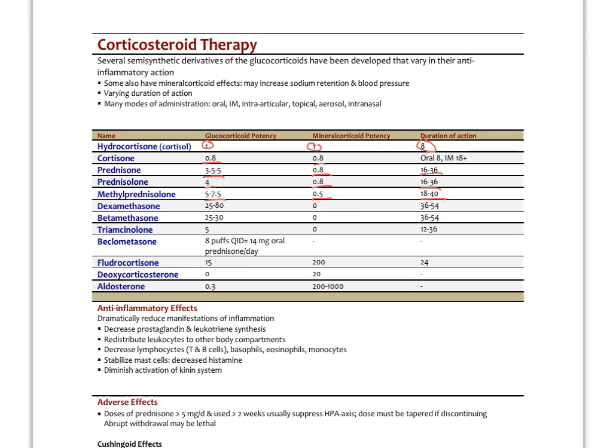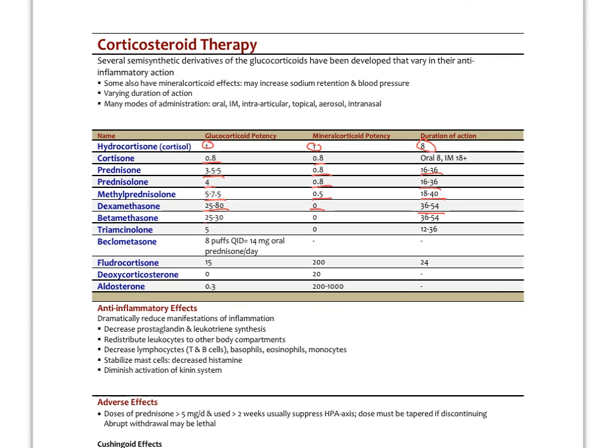Dexamethasone, this one is a big hitter. And we'll see this is actually a test that we can do for adrenal function, the so-called dexamethasone suppression test. So you take oral dexamethasone, high dose, that should suppress your pituitary from secreting ACTH. But if you have a pituitary adenoma hypersecreting ACTH, the dexamethasone won't suppress it. So that's called the dexamethasone suppression test. This one has up to 80 times the potency of cortisol. No mineralocorticoid activity, which is good. And then up to 50 hours half-life.